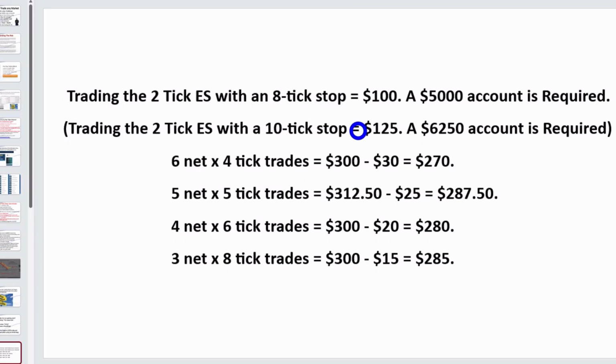Now I mentioned that the target there then is 250 a day on a 5,000 account. How do we achieve that? Well, typically if you're going for 4 6-tick trades, and that's net after any losses, that would be $300 less $20 in commissions. It's actually a bit less than that, but let's just round it off at $5 a trade. That would be $280.